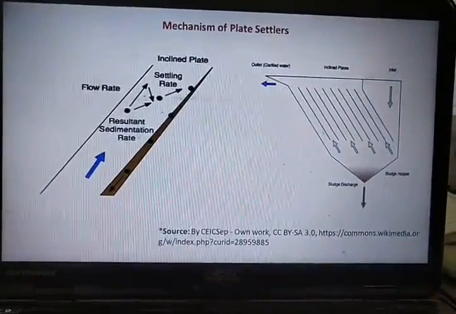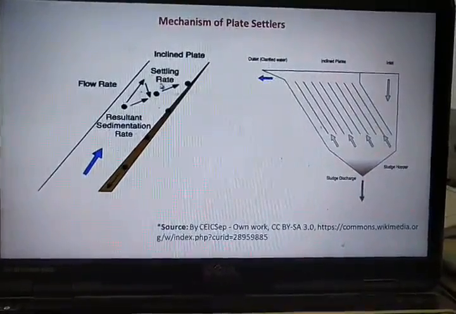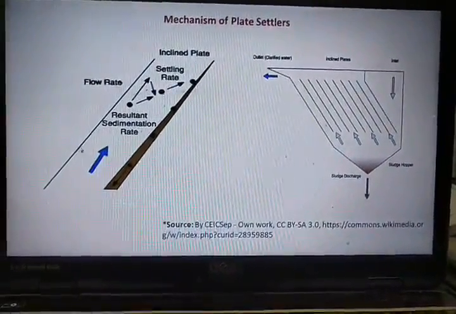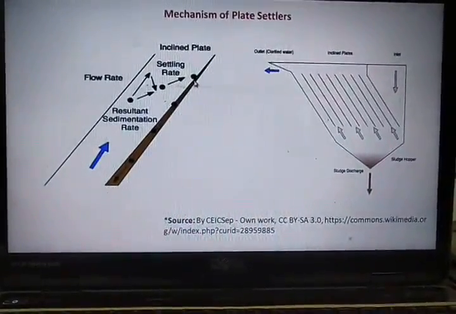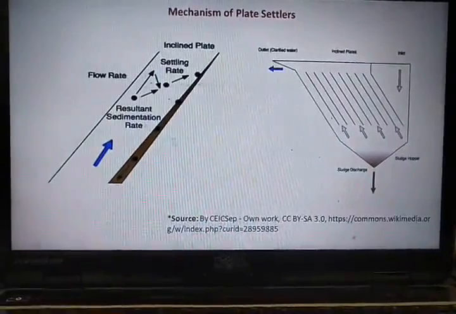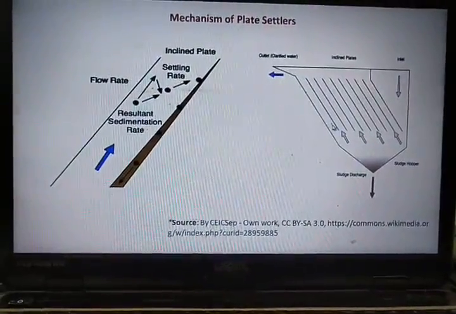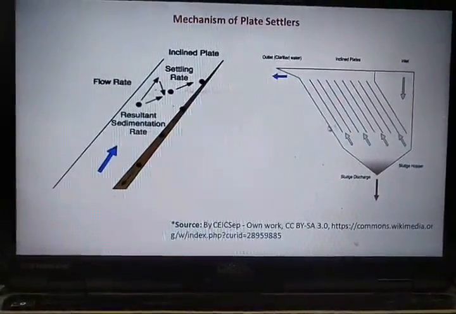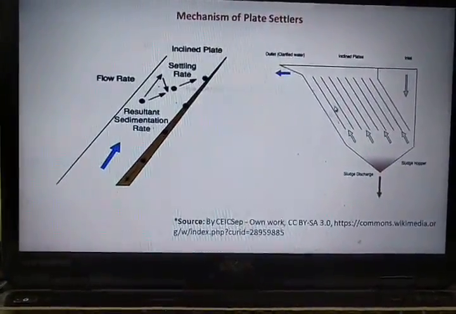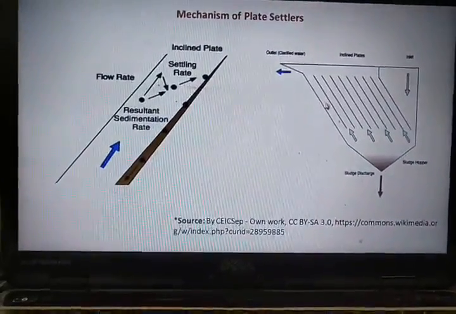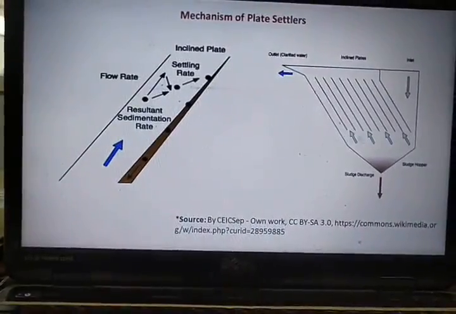So this is the mechanism of the plate settlers. This is the settling rate on an inclined plate. As you can imagine, when the particle hits the plate, then you can imagine the number of plates which are present here in the lamella clarifier system. Because of this area restriction here in the inflow channel, the solids will hit the surface of these plates and will try to settle faster instead of moving fast.